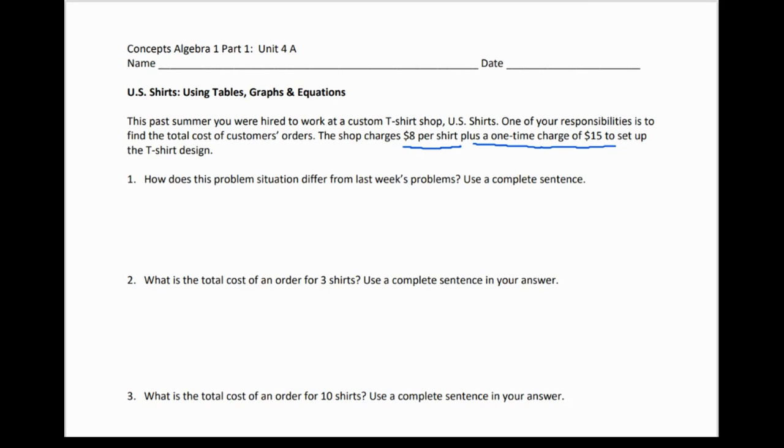So all we had at that point was one piece of information. In this problem, we have two things. We have the $8 per shirt plus the one-time fee. So not only are we going to be multiplying, but we have the plus, we're going to also be adding. Okay? So the difference here is adding the one-time fee. Okay, so everyone can be copying now.